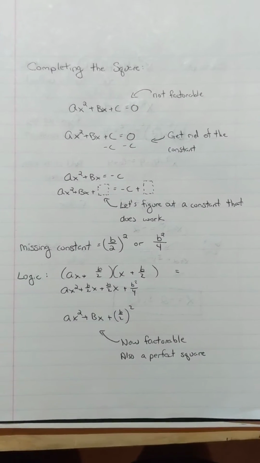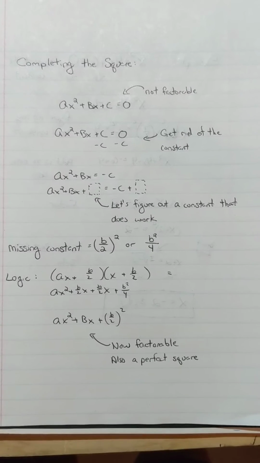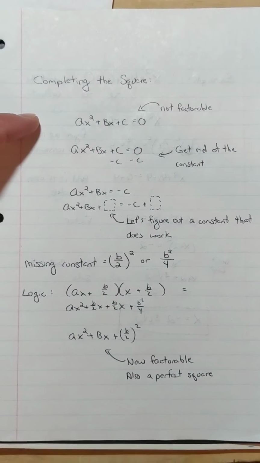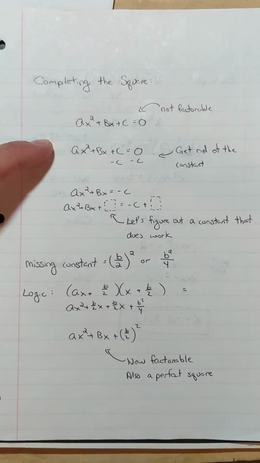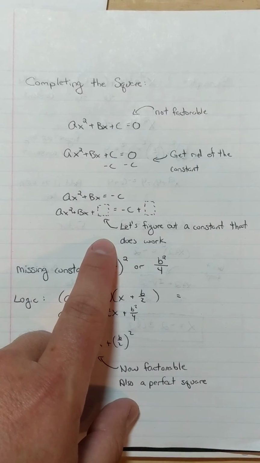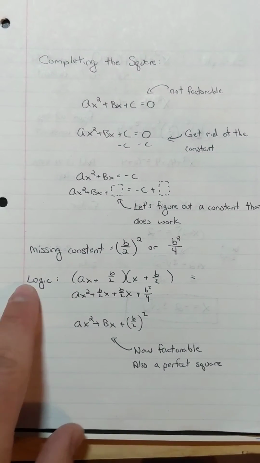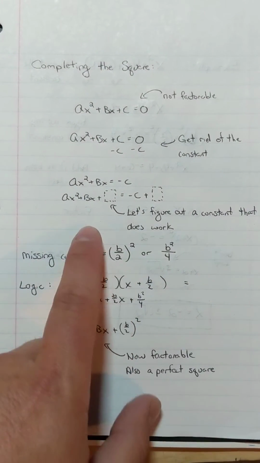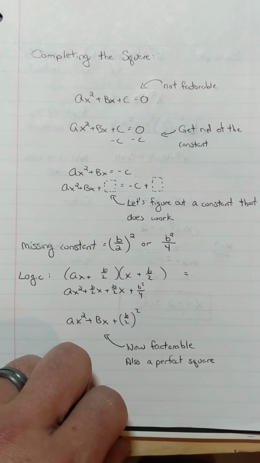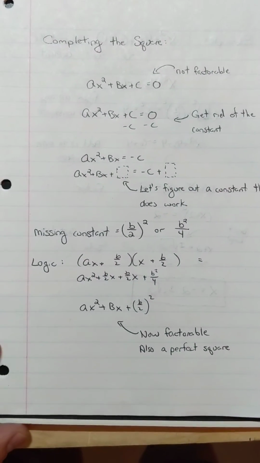In Algebra 3, they use it a little bit just because it is an option, so I wanted to show it to you guys. So the idea is that you have some sort of quadratic that is not factorable. So what we decide to do is we get rid of the constant by subtracting it to the other side, and then we figure out a constant that would make this factorable. Now to find that missing value, we take half of our b value and we square it, or b squared over 4. The reason for this, it is justified, but I'm not going to get into it.